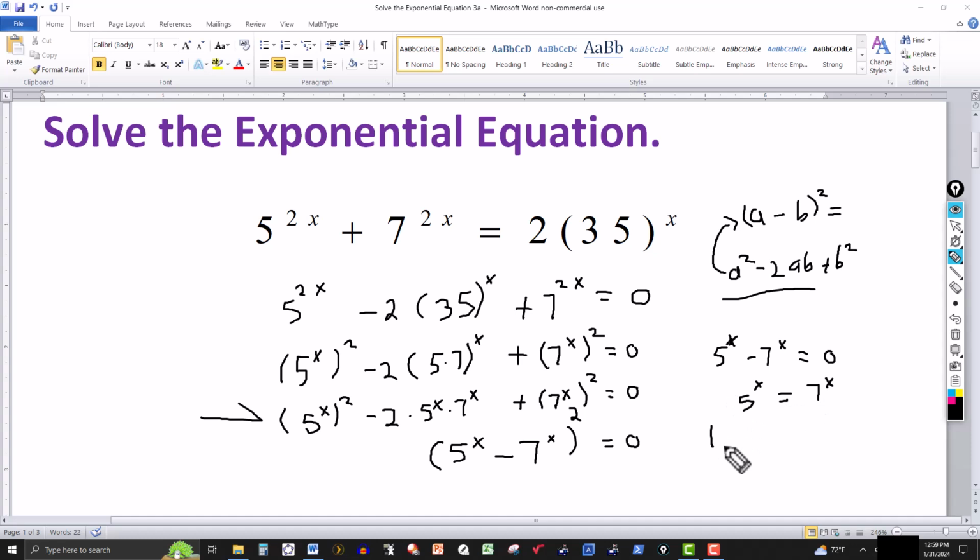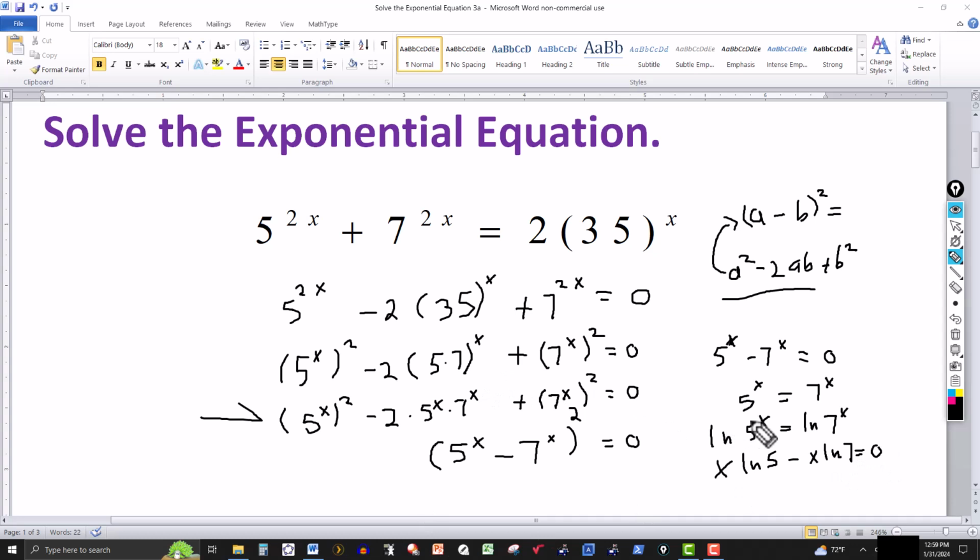So here I'm going to take the natural log of both sides. The base really doesn't matter at this point. You can use base 2, base 10, whatever. The more popular ones would be base 10 or natural log. Then properties of logs allow me to bring this exponent as a coefficient, so this will be x natural log of 5. The same thing here, x can be a coefficient. I'm going to bring this term over, so this will be minus x natural log of 7 equal to 0.